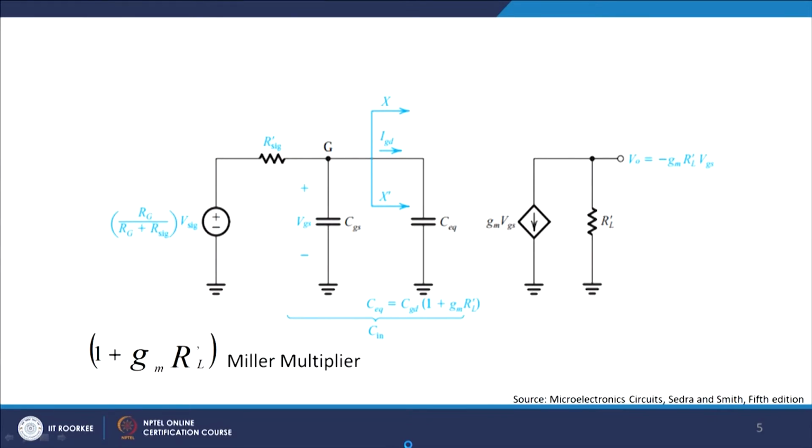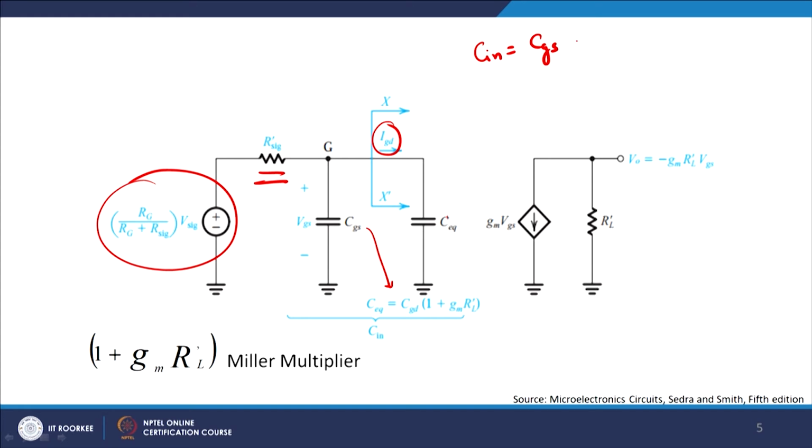Let me come to the effective, as I was discussing with you just now. This is the effective resistance which is seen from the device, this is the signal resistance, and the current flowing through is IGD, gate to drain. C equivalent is given by CGD (1 + gm RL'), whereas Cin will be equal to CGS plus this quantity. So Cin will be a sum of these two quantities, and that's the reason I was telling you that the effective Cin value will be given as CGS + CGD (1 + gm RL'), right? And that is what you will get here.